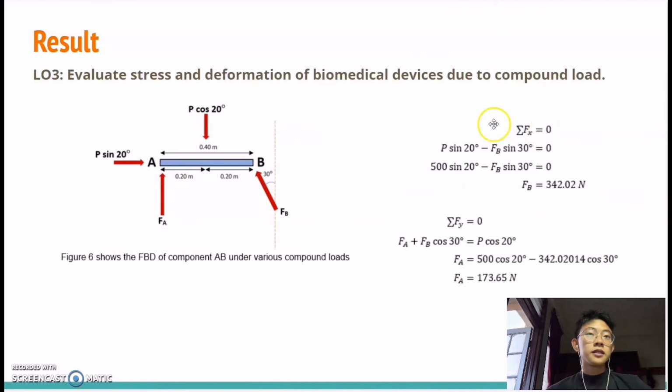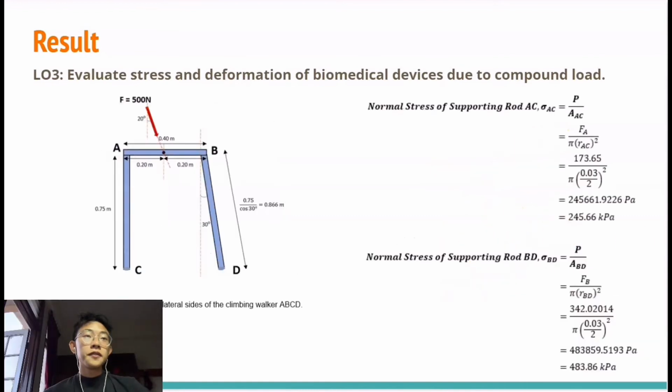Okay, this is the equation, and we make it equal to 0, and then we get FA equals FB. Now with FA and FB, the normal stress and deformations of rods AC and BD can be calculated using the formula force over cross-sectional area of the rod. Here we got the formula. Here we got the normal stress of rod AC equals 245.66 kPa.